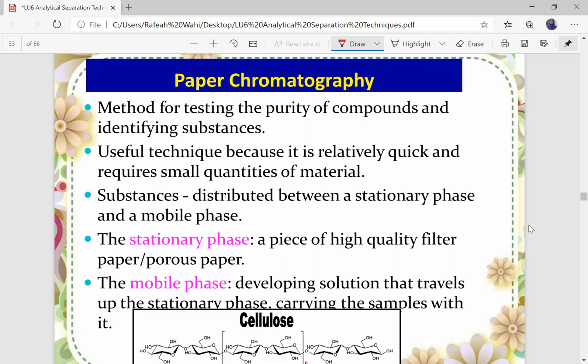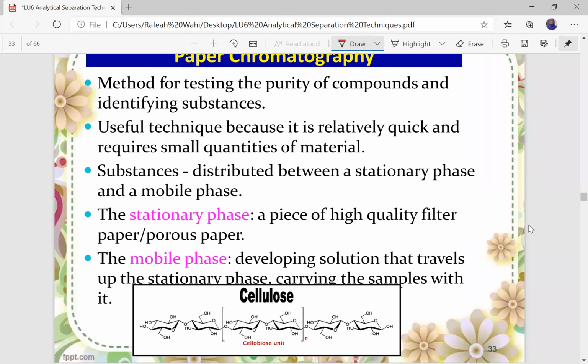When you use instrumentation, you have to prepare more samples to be analyzed because you are using instruments, so you need more samples. But in paper chromatography, you merely need a dot of your sample for analysis. All right. So in paper chromatography, substances are distributed between a stationary phase and a mobile phase. The stationary phase in the case of paper chromatography is a piece of high quality filter paper or porous paper. So when we talk about paper, it contains cellulose.